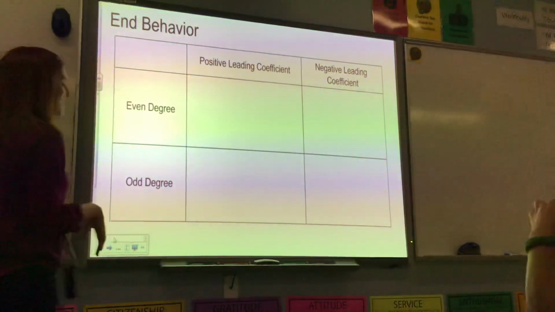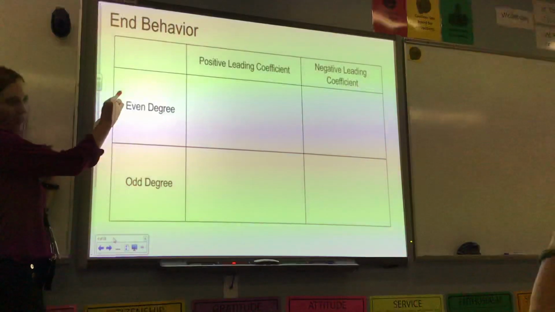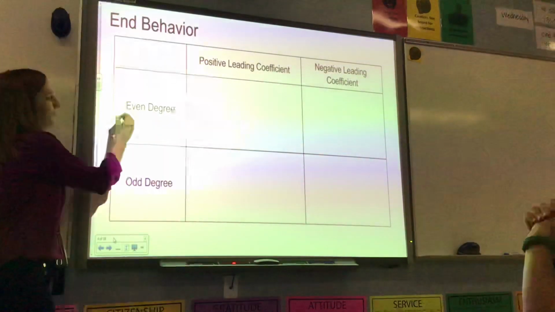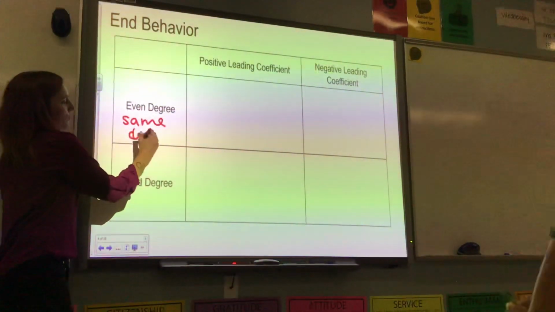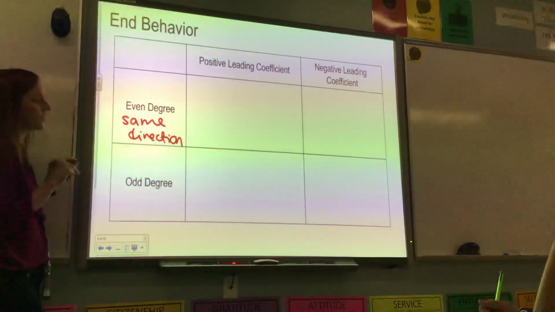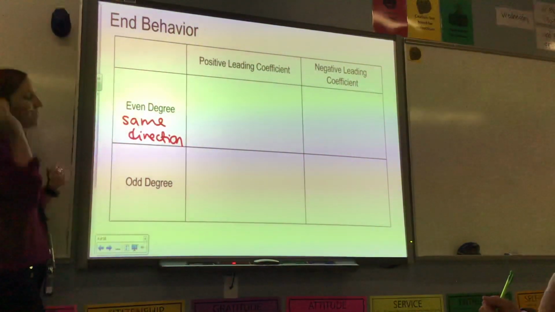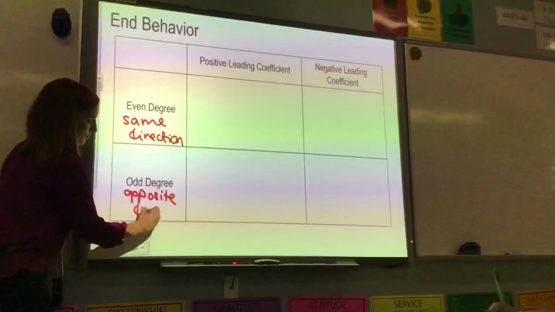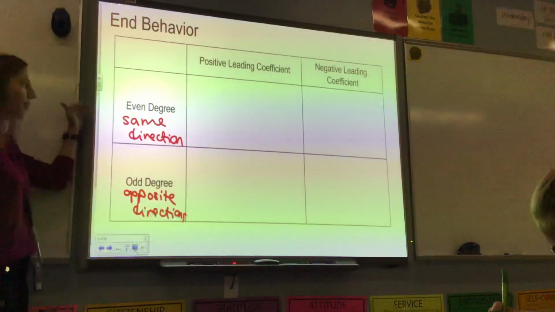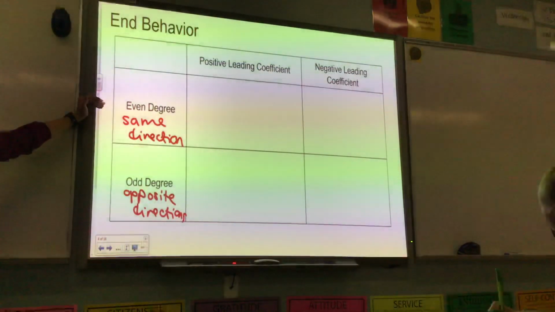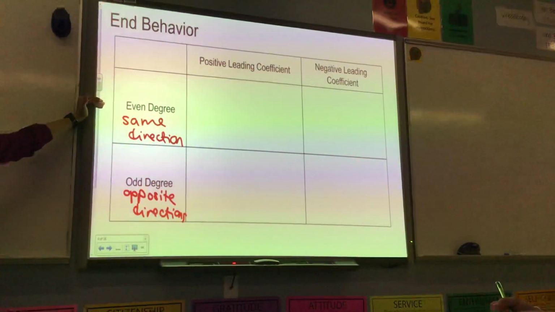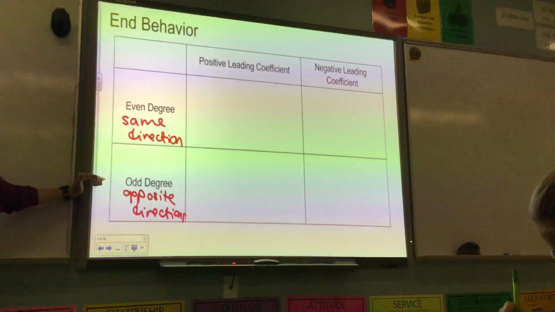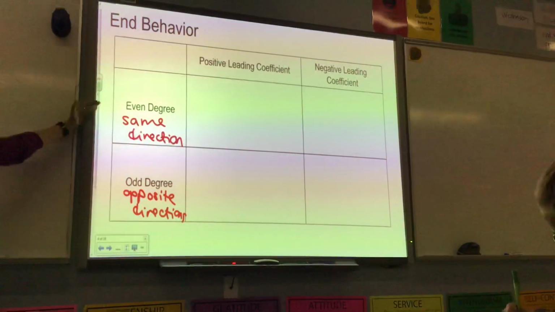Okay? If that biggest exponent is even, the end behavior will be going the same direction. You don't have to write this, but I'm going to draw it in there too. So if you didn't have enough space, don't panic and don't erase. If it is an odd degree, it will be going opposite directions. Think about it: an even degree would be like a parabola, your x squared. Do the ends of your graph go the same way? Odd degree would be a line. Do the 2 ends of your graph go opposite directions? Okay, so that's what this is talking about.